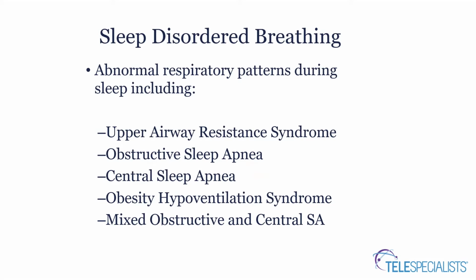So sleep disordered breathing includes abnormal respiratory patterns during sleep. There are a couple different names of things that you might hear, names of disorders. The first one is upper airway resistance syndrome. This is basically the precursor to sleep apnea. It means that you're having a couple abnormal respiratory events during sleep, but they don't qualify for sleep apnea. Some people use this, some people don't. You might hear it around sleep studies.